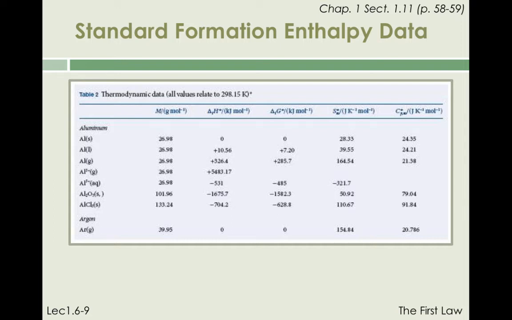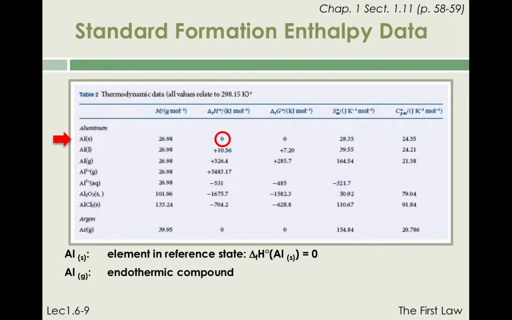Focusing on the element aluminum, you see that the standard reference state with 0 standard formation enthalpy for aluminum is aluminum solid. You can also see that the formation of aluminum gas is an endothermic process, since its standard formation enthalpy is positive. We will say that aluminum gas is an endothermic element. We also notice that aluminum chloride is an exothermic compound, since its formation enthalpy is negative.